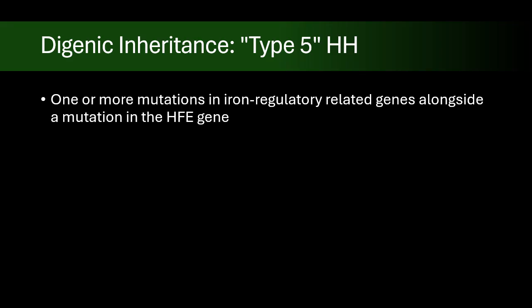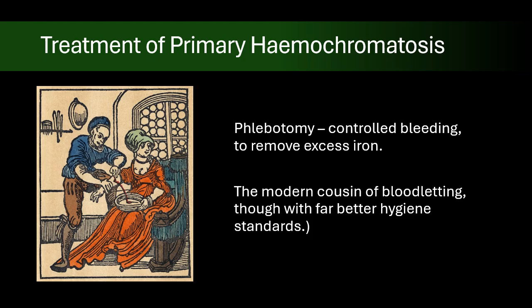Now we know different types of primary hemochromatosis, we can move on to how they're treated. And it's through bloodletting. One of the main ways in which primary hemochromatosis is treated is through phlebotomy, which is the controlled bleeding to remove excess iron from the blood.